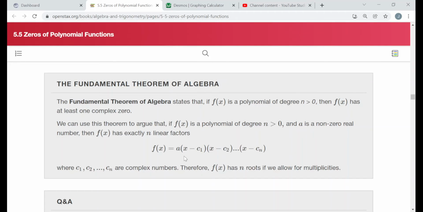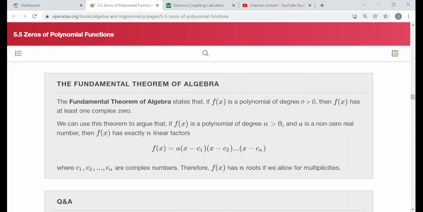So basically, what this part is saying is that if you're given a polynomial function, you should be able to write it this way if you know all the zeros. The a is just the lead coefficient of the polynomial. And then you have x minus a number, x minus a number, x minus a number, and all these numbers are just the complex zeros of the polynomial. If it's degree n, there will be n of these. It should have n complex zeros.